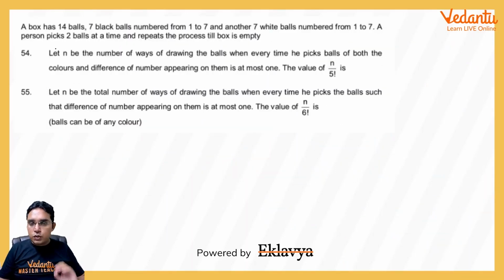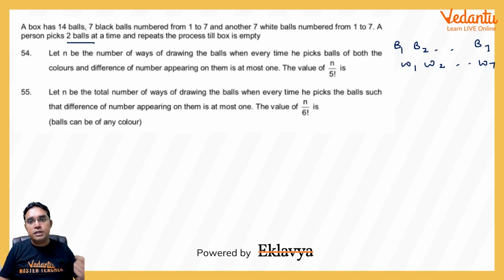Now coming to the last question. This question I have taken from one very interesting and important concept called recurrence. Please see what this question is. A box has 14 balls, 7 black balls numbered 1 to 7 and another 7 white balls numbered 1 to 7. So let us write black balls B1, B2 and so on to B7 and white balls W1, W2 and so on to W7. A person picks 2 balls at a time and repeats the process till the box is empty. So I think 7 times he has to do this.